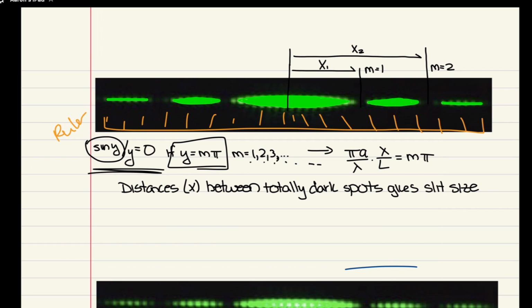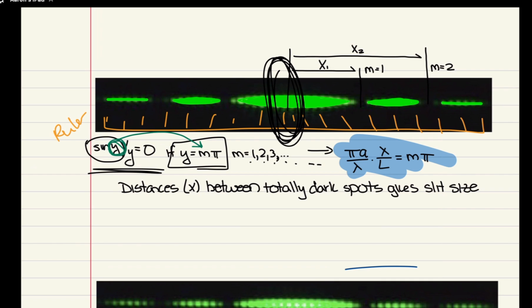As long as you are not exactly along the center of the sensor, and you're looking instead at this spot, or this spot, or this spot, you can ask yourself, when do those dark spots occur? They occur when whatever is inside the sine function, which I'm calling y, is some multiple of pi. And going back to the previous equation, for a single slit that occurred when pi a over lambda times x over L is some multiple of pi, m times pi, where m is 1, 2, 3, etc.